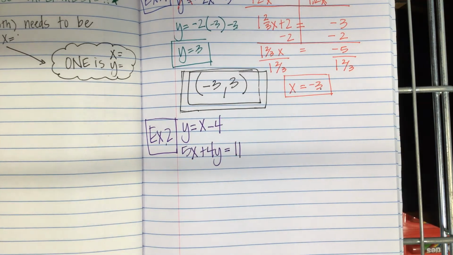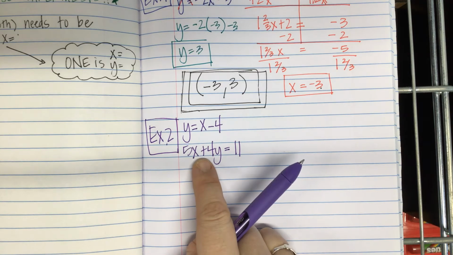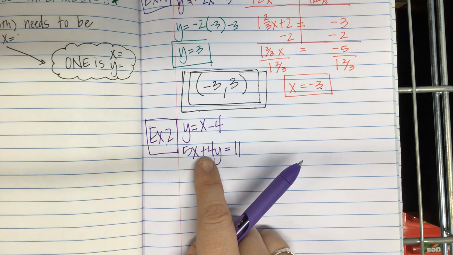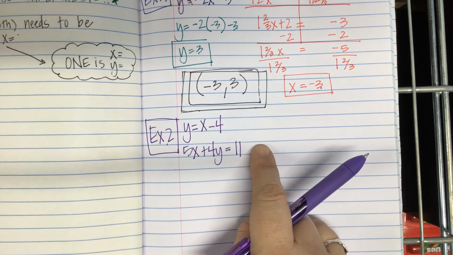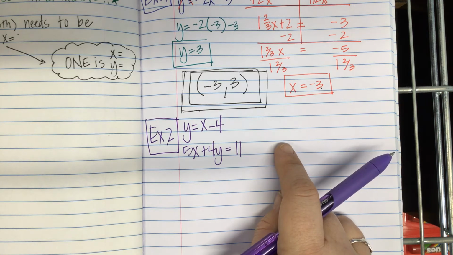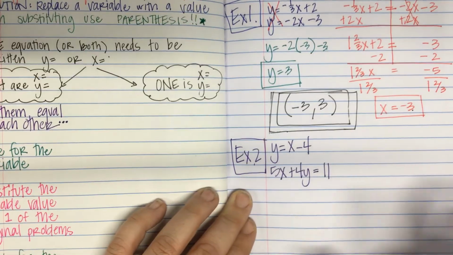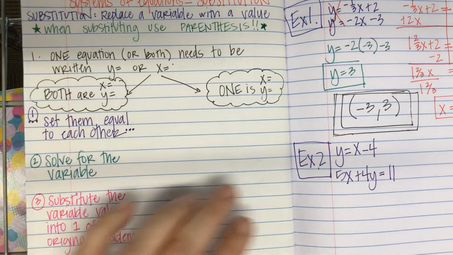I can't set them equal to each other because they're not both y equals or x equals or whatever it is. Right? One is in slope-intercept and one's in standard. Now you could change this to become standard or slope-intercept form and then set them equal to each other, but that's more work than it's worth. Right? You could subtract 5x from both sides and then divide both sides by 4, but that's going to get pretty decimal heavy.